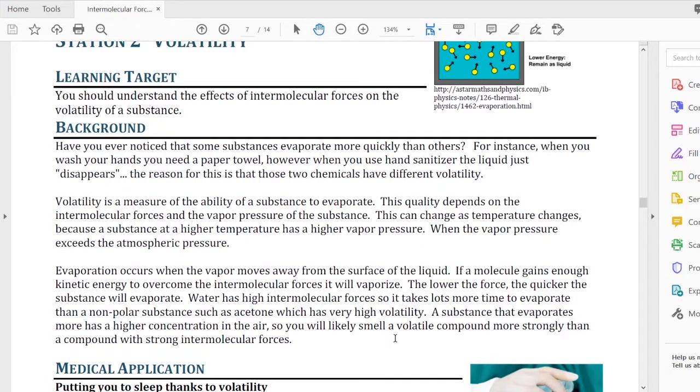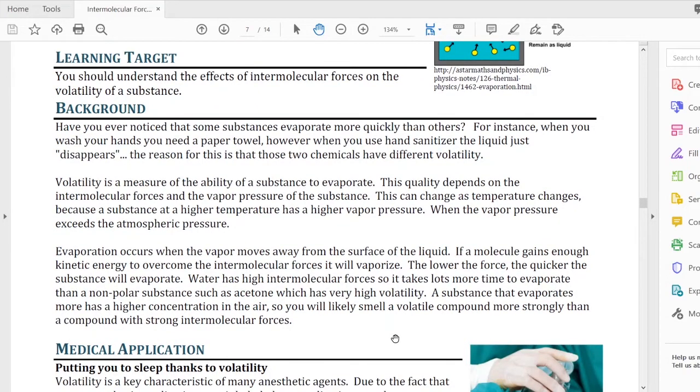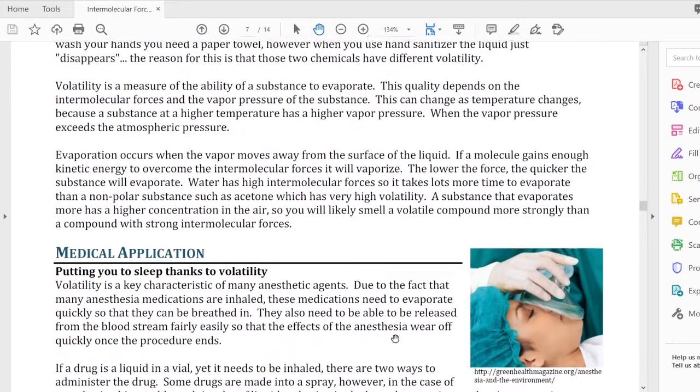And so you're going to see, I'm going to test and see how volatile 3 different liquids are, okay? And how do we use that, like in a medical application? Let's talk about that.